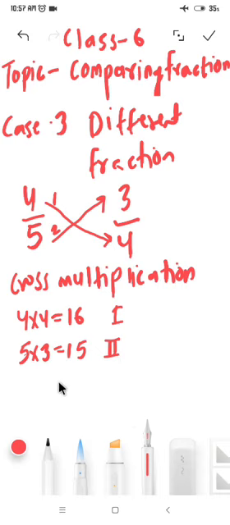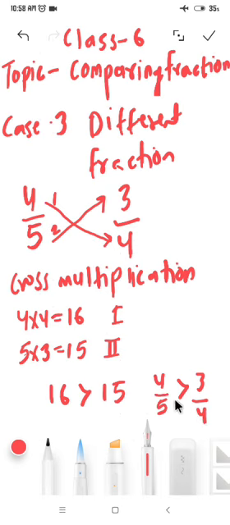Now look at here. Here 16 is larger than 15. So it means that 4 upon 5 is greater than 3 upon 4. Okay. Here the first fraction value is greater than the second fraction value. Understood? Thank you.